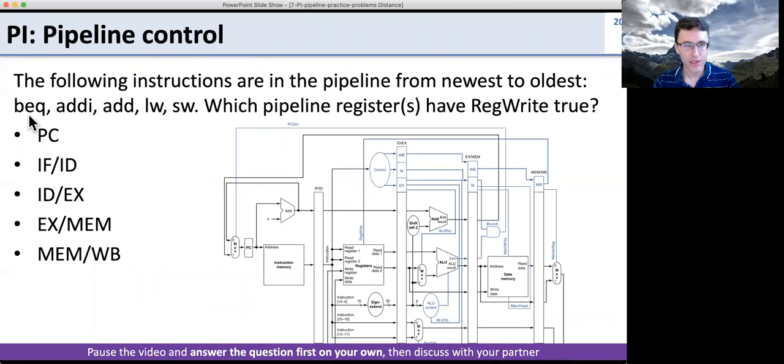All right, so let's take a look at this question. We have a bunch of instructions that are in the pipeline. And the question is, which pipeline registers have reg write set to true? So remember, reg write is the thing which goes in here and controls whether we write back to the register file.